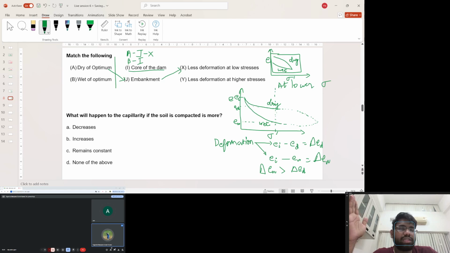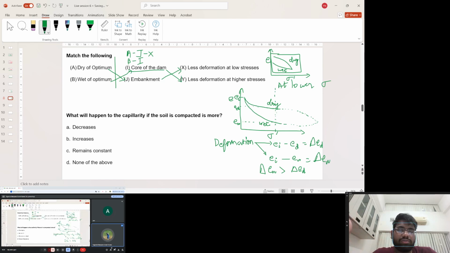So initially we are considering lower stress values and higher stress values. In this case, the dry slope is more than wet. Dry of optimum slope is more than wet of optimum. Hence, wet of optimum has lesser deformation at higher stresses. So based on several applications and the amount of load estimated to act on a particular earthen structure, whether to go for wet of optimum or dry of optimum is decided.